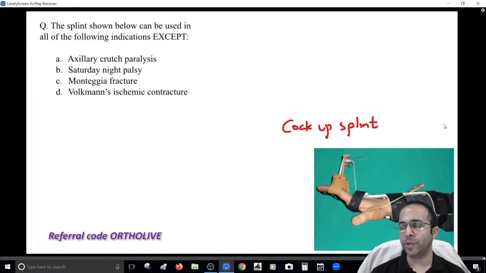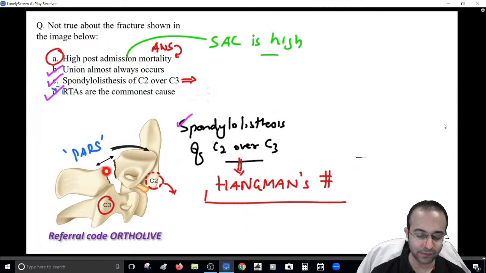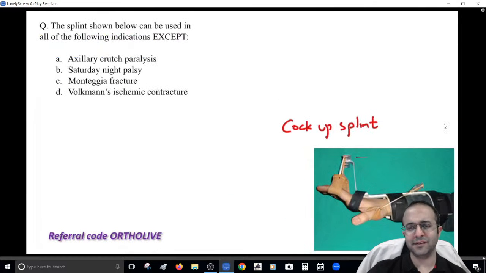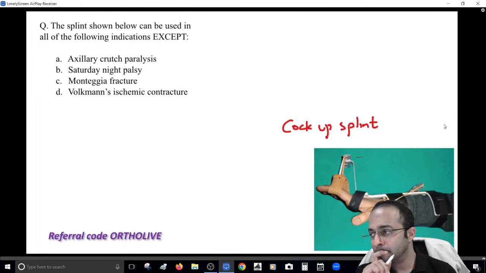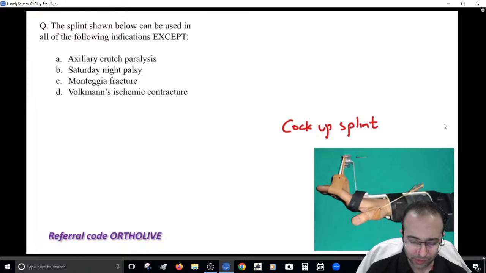Union means a fracture uniting, Hiba. So this fracture will eventually unite. Okay, the pars area, it unites because vertebra is cancellous bone, very quickly unites. Okay. Sumit says Monteggia fracture. Come on, Sumit.